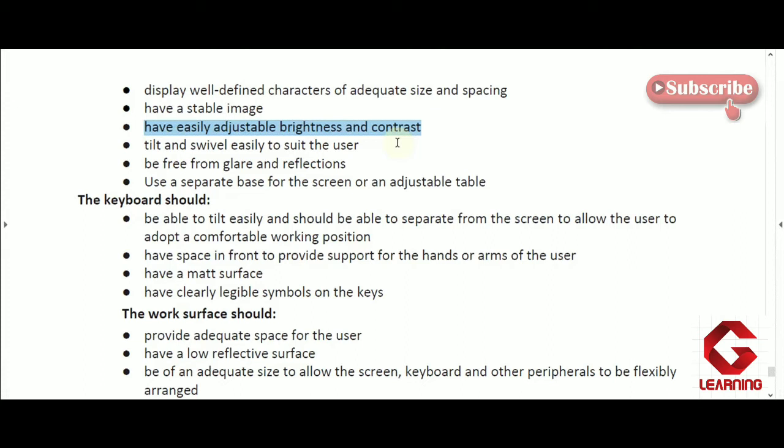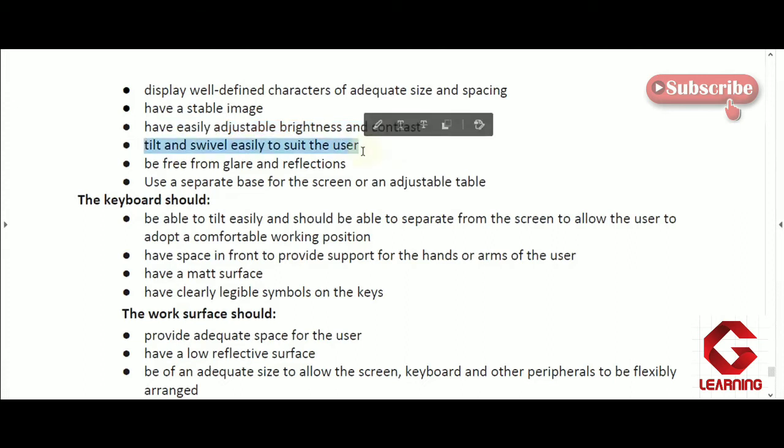Because if user is not able to change brightness and contrast easily of the monitor, then in the dark room also he will be working with the high brightness and contrast, and this high brightness and contrast of the computer monitor will damage his eyesight. That's why users should be easily able to change brightness and contrast of computer.